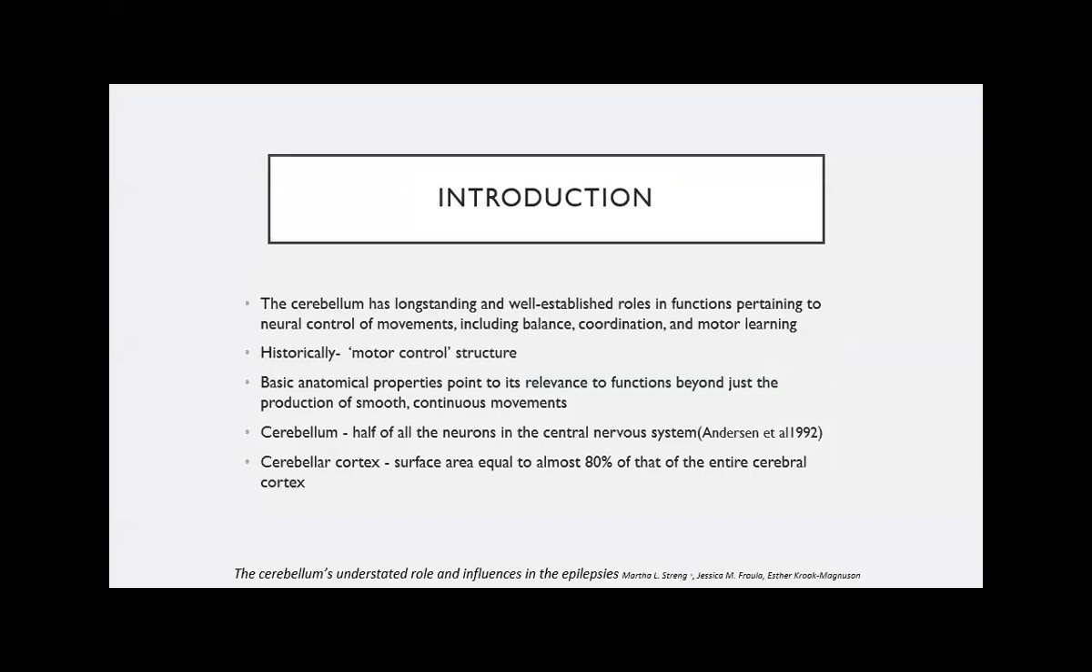Introduction. The cerebellum has long-standing and well-established roles in functions pertaining to neural control of movements, including balance, coordination, and motor learning. Historically, cerebellum is considered as a motor control structure. But it has anatomical properties that point to its relevance to functions beyond just motor control. The cerebellum contains half of all neurons in the CNS, and cerebellar cortex has a surface area equal to almost 80% of that of the entire cerebral cortex.